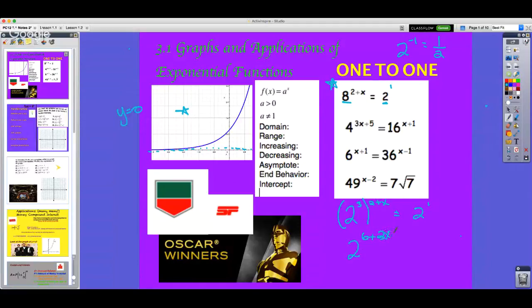Not 2, my fault. And that equals 2 to the first. Sorry, I don't know why that's there. So now that we have the same bases, what can I do? Make the powers equal to each other. Since the bases are equal, we can cancel. So now we have 6 plus 3x equal to 1. We'll do another one of these in a second. But then you could just solve for x. So what would I do to solve for x?